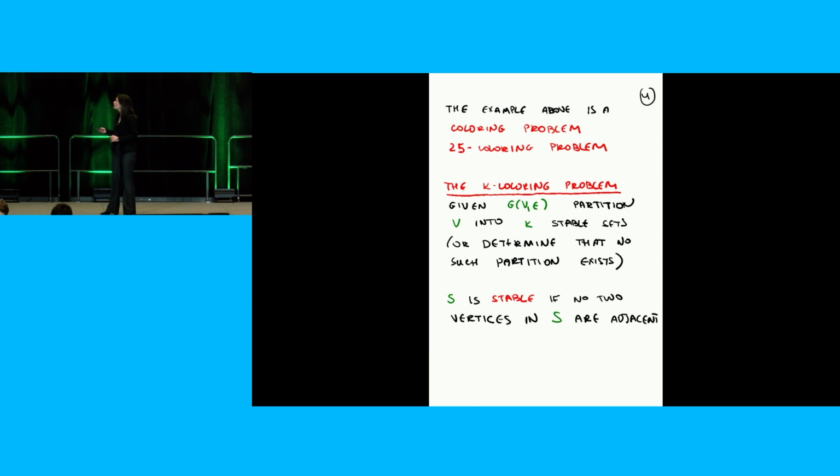So that's a word I'll use a lot, so I want to dwell on it for a minute. A set of vertices is stable, sometimes people say independent, if no two vertices in it are adjacent. So the 25 coloring problem is a problem of partitioning the vertex set of the graph into 25 stable sets. And the k coloring problem is the problem of partitioning the vertices of the graph into k stable sets, or determining that you can't, right? Some graphs, like if you have 100 vertices all pairwise adjacent, you cannot partition it into 25 stable sets. Okay, so that's the k coloring problem. That's a very basic problem in graph theory.